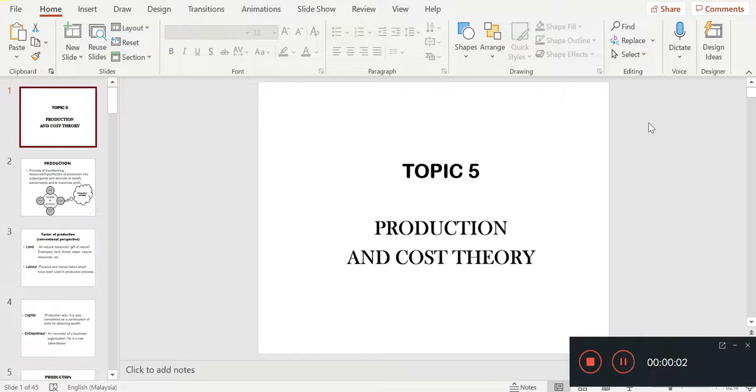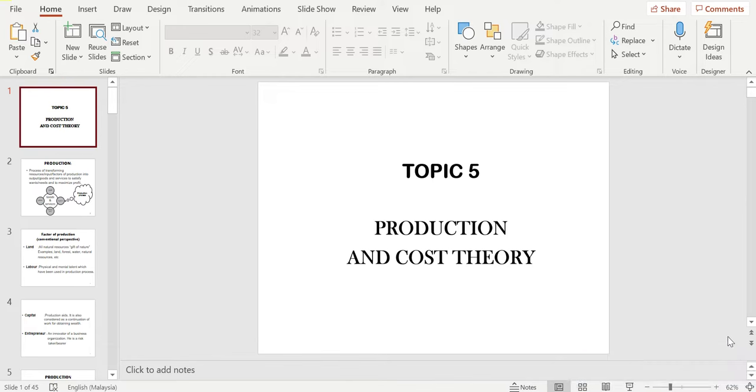Today I would like to explain about topic 5, production and cost theory. In this particular topic you will learn how producers produce goods and services. For you to be able to understand this topic better, you need to assume yourself as a producer or a seller, so that it's easier for you to understand the mindset of a seller.